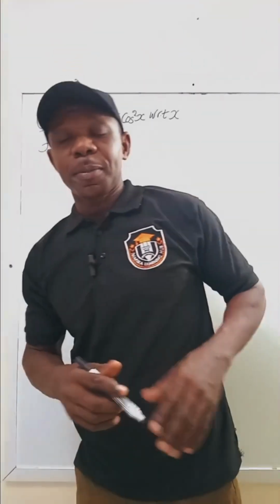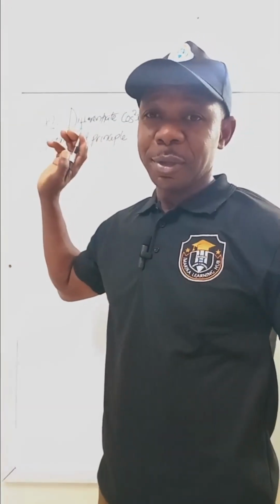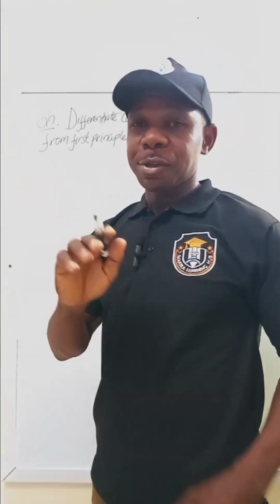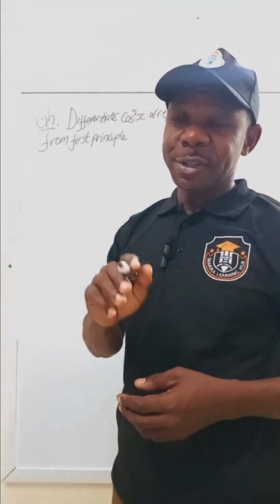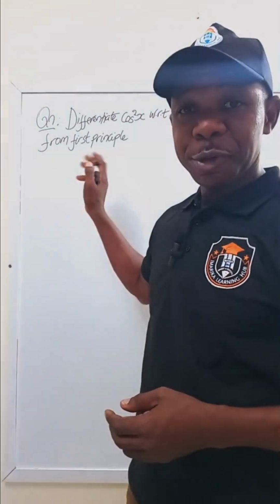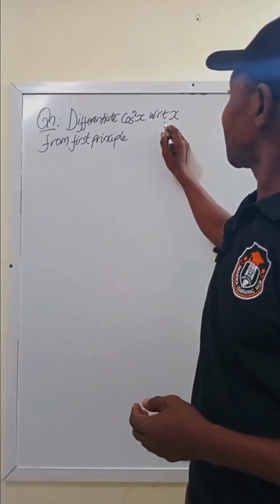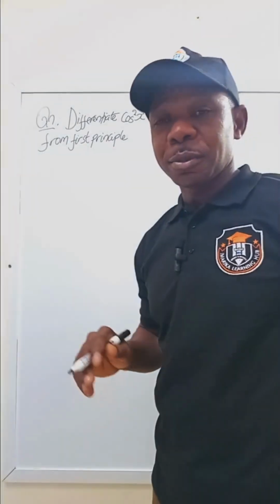Hello. You know what? 99% of students will fail this. So I urge you to pay attention to the end of this video so that you can discover the tricks behind this question. The question says, differentiate cos squared x with respect to x from first principles.